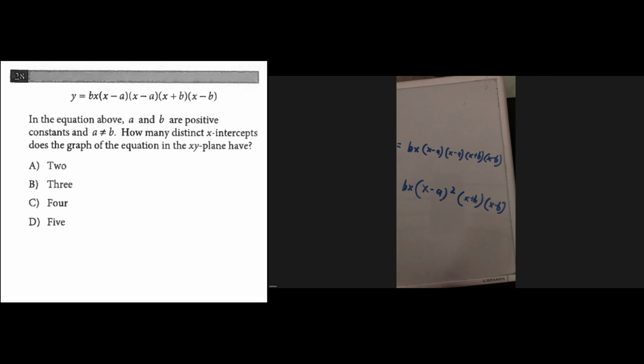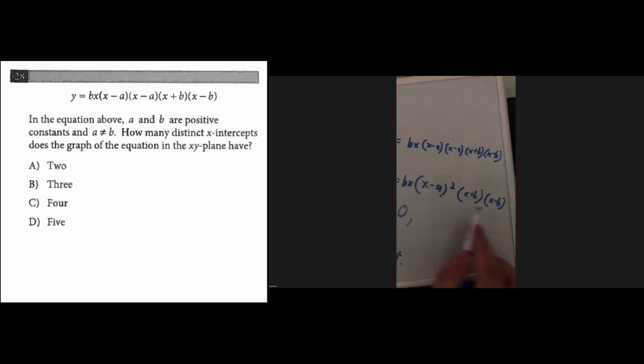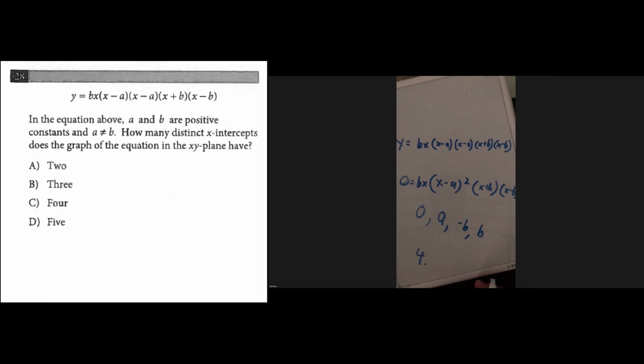And it asks how many distinct x-intercepts the graph has? The correct answer would be 4. And the way we can find this is that the x-intercepts are when y equals 0. So 0 equals this. And so the 4 intercepts would be when x is equal to 0, because 0 times bx would be 0, and 0 times the rest would also be 0. x equals a, because a minus a is 0, and 0 times the rest is 0. So 0, a, negative b, and positive b. These are the 4 intercepts that you would have. So the correct answer is C, 4 intercepts.